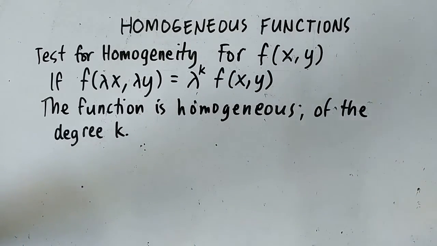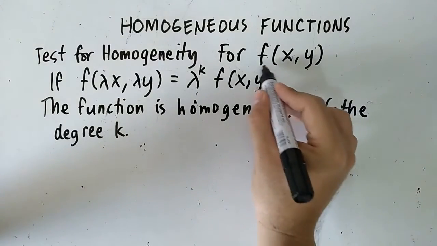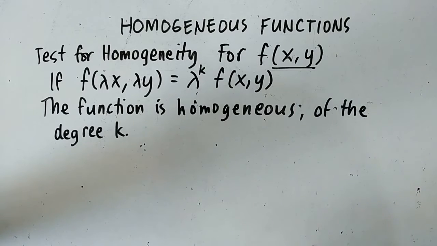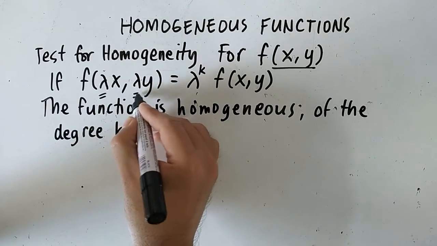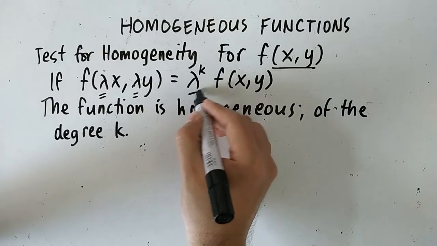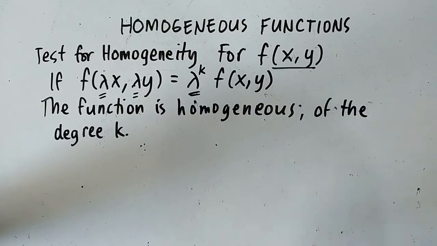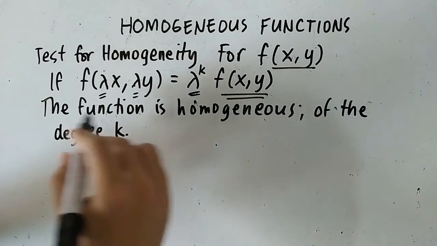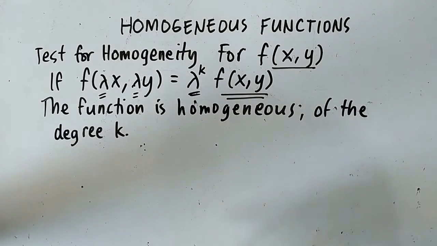k. So once again, if you have a function of x and y, and you insert a particular constant, let's say lambda, to both x and y, and if you can factor out lambda from the function, wherein the function would no longer contain that constant coefficient which you inserted, then the function is homogeneous of the degree k. So we will solve some examples regarding this.